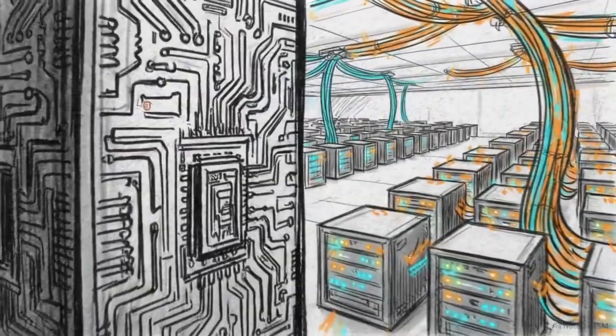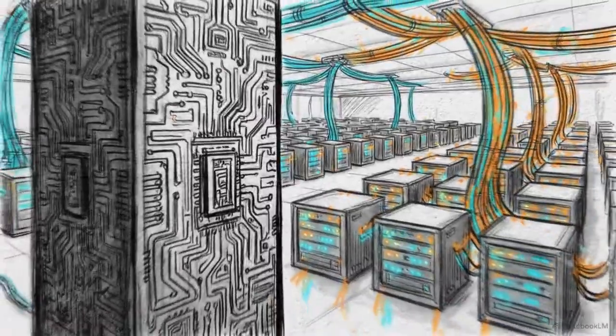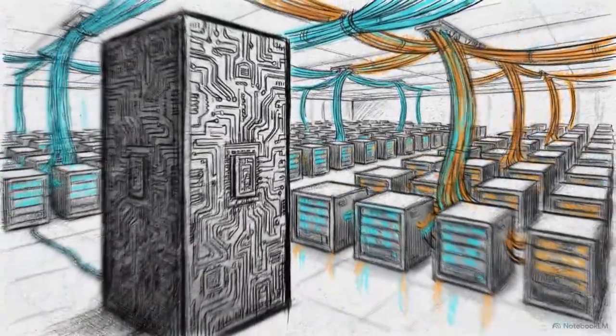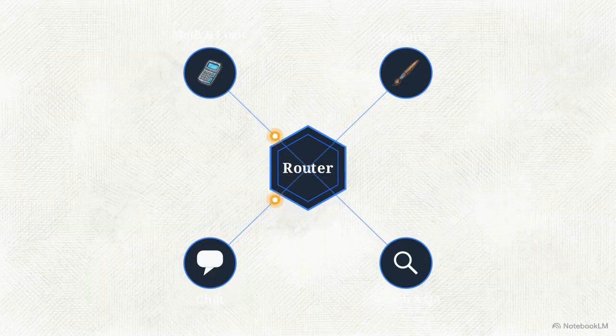We are now seeing a massive shift away from relying on a single, massive model for every single task. Efficiency now comes from intelligent orchestration, building systems that can leverage a diverse network of specialized models.